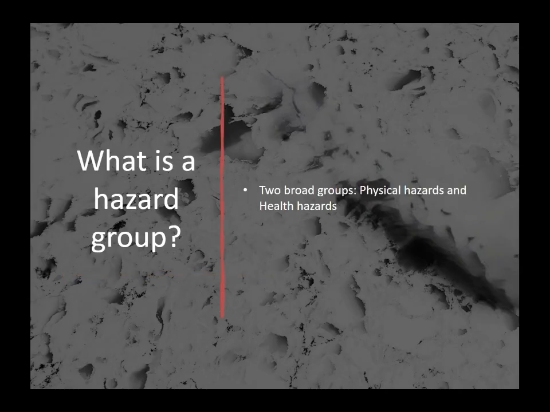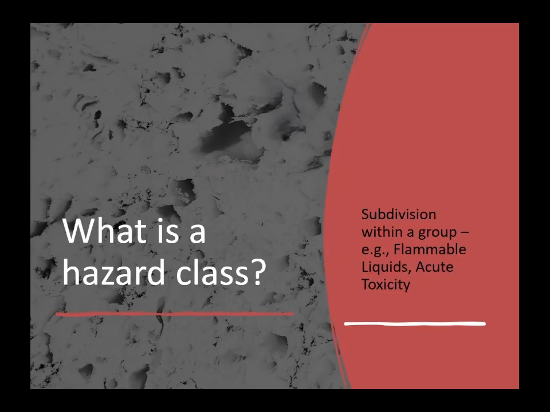Hazard groups. Hazard groups are the broadest categories of hazards. WHMIS divides hazards into two main groups: physical hazards, which are based on the physical or chemical properties of the product, such as its potential to catch fire or explode, and health hazards, which are based on the ability of the product to cause adverse health effects in exposed individuals. A single product can belong to one or both. For instance, gasoline is classified for physical hazards, flammable liquid, and health hazards, acute toxicity and skin irritation.